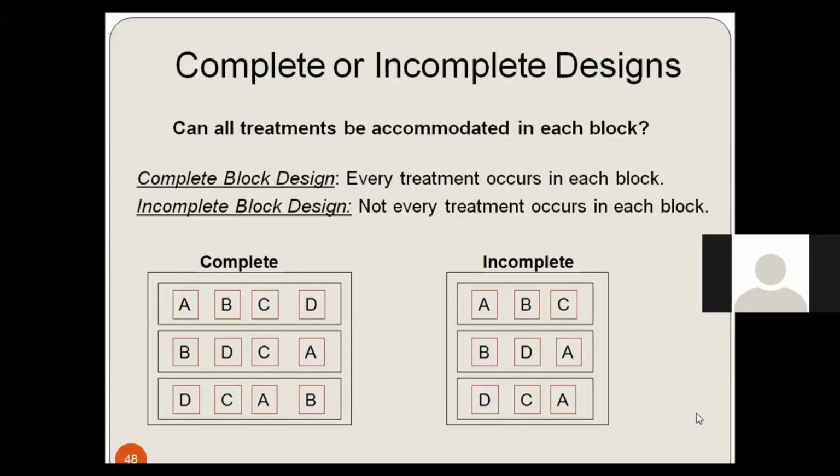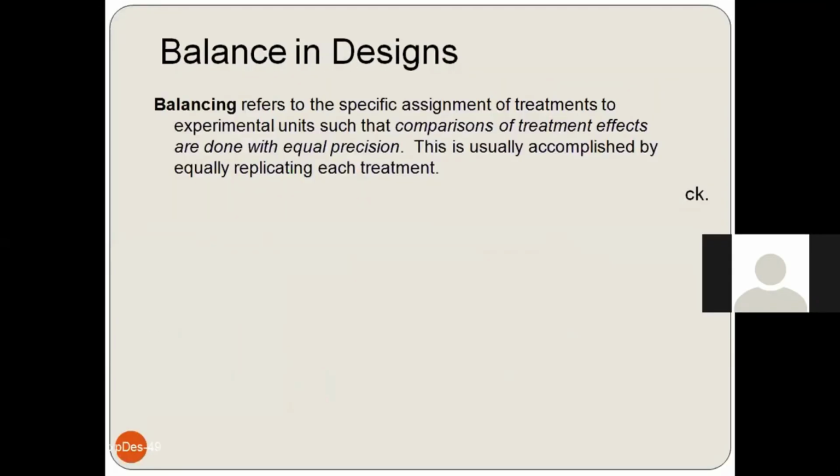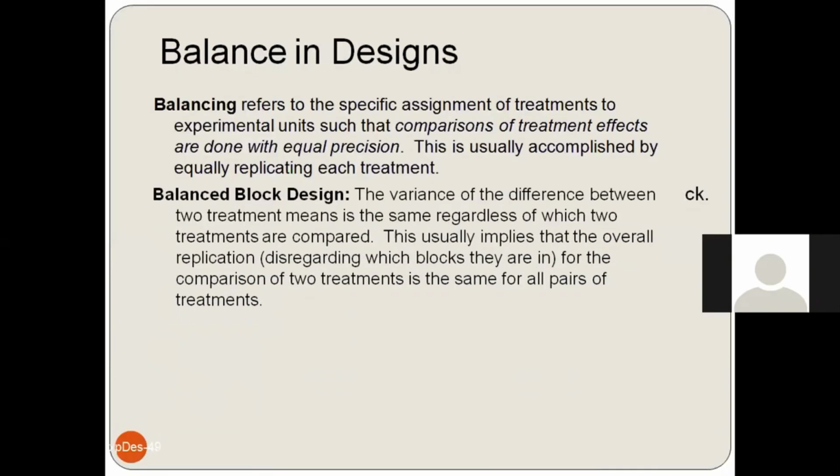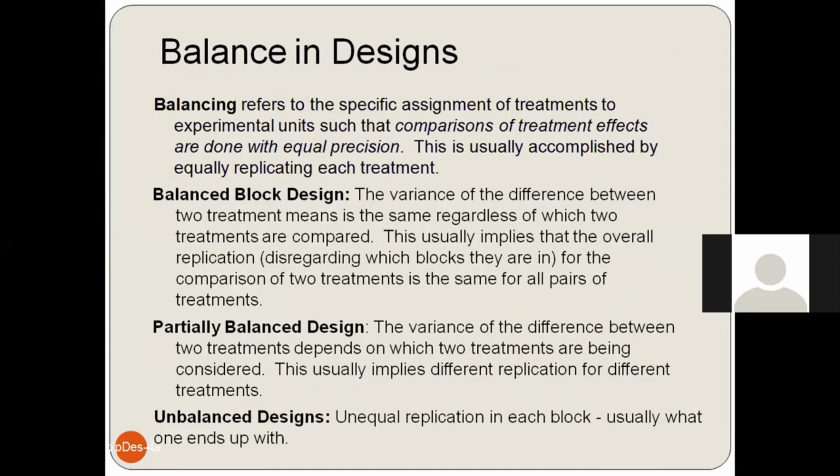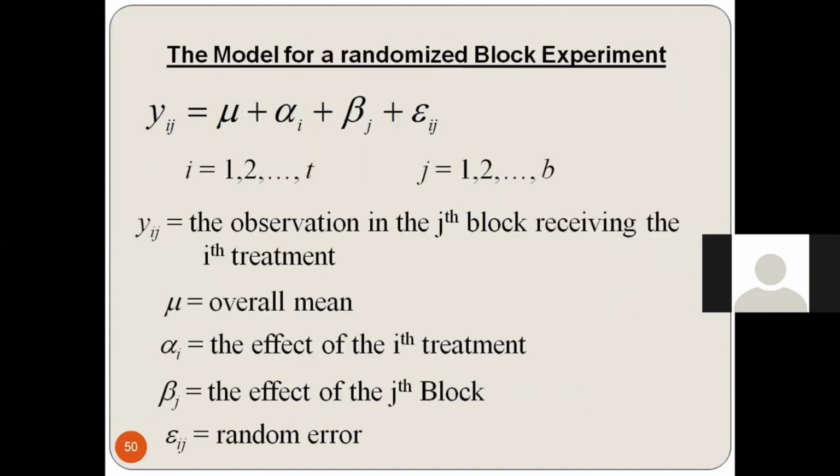So in this case, we have both balanced as well as partially balanced situations. Unbalanced means unequal replication in each block. Sometimes some treatments have 3 replicates, some have 2, some have 5, and so on. We will talk about the model in the next class. We will stop with that.